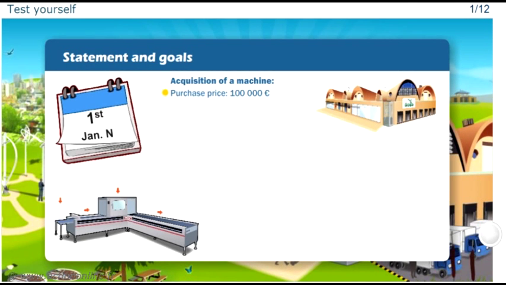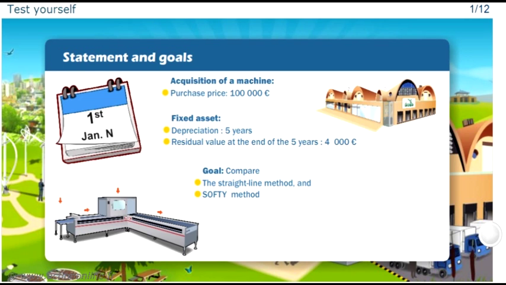We'll focus on the different depreciation methods throughout a practical case study. On the 1st of January of year N, EL purchased a new machine amounting to €100,000 in order to enrich its industrial equipment. This purchase is a fixed asset to be amortized over a 5-year period. Its residual value at the end of the 5 years is estimated at €4,000. The EL managers decided to compare two methods of depreciation, the straight line and the Softy ones. In order to do so, we will set up the depreciation schedule according to the two methods.